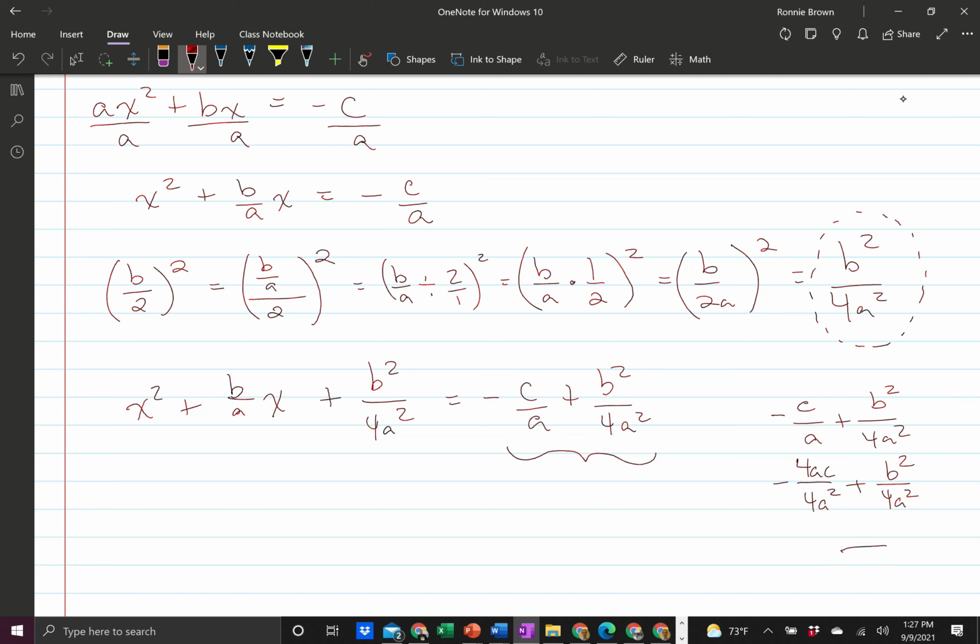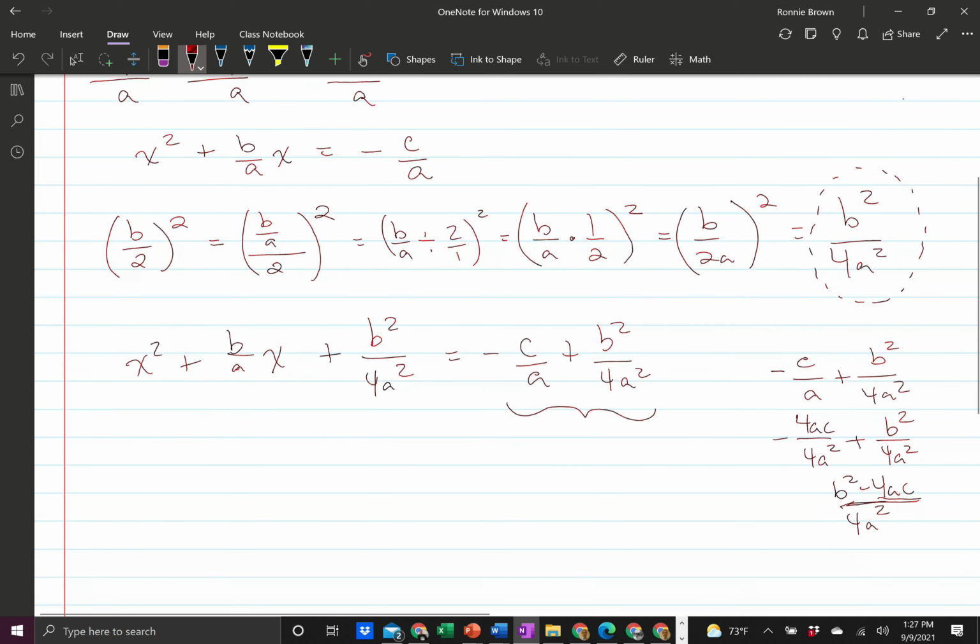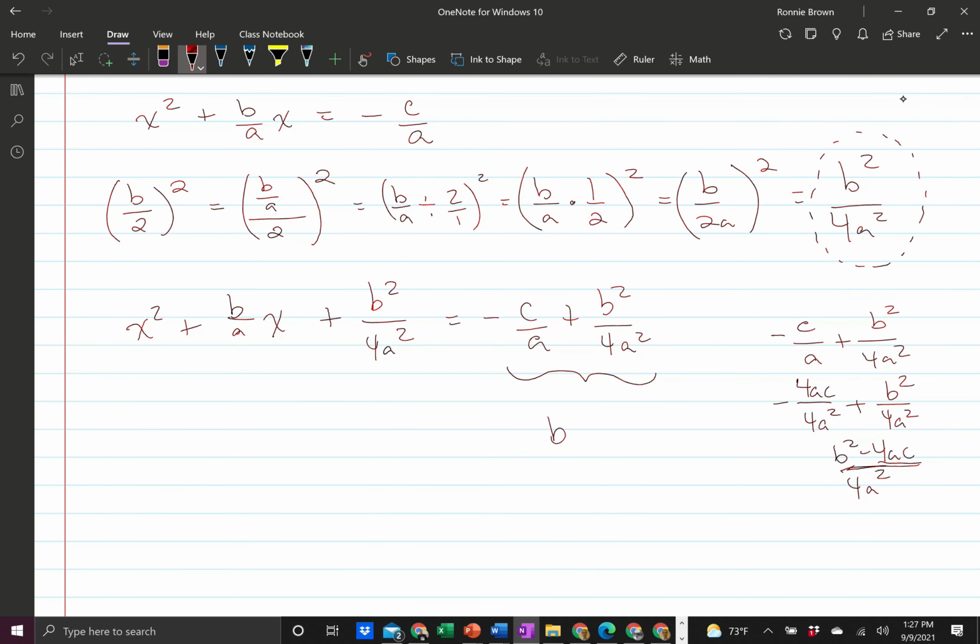And now we can go ahead and write the numerator over the same denominator as the LCD, and we just go ahead and subtract, b squared minus 4ac. Well, let's just go ahead and write it like that, b squared minus 4ac. Alright, so that's what we get. We get b squared minus 4ac all over 4a squared. Alright, and this is equal to this left hand side.